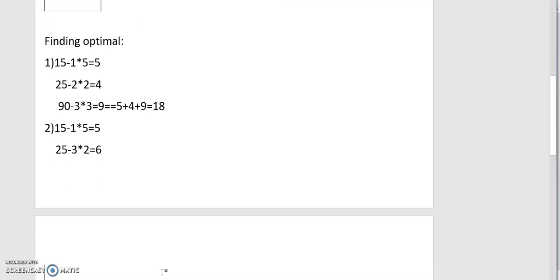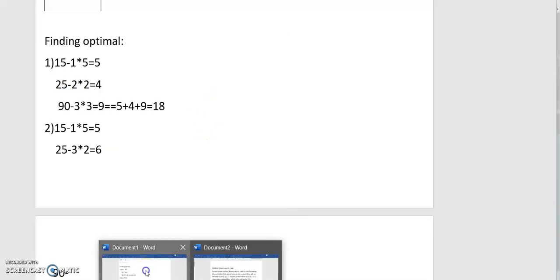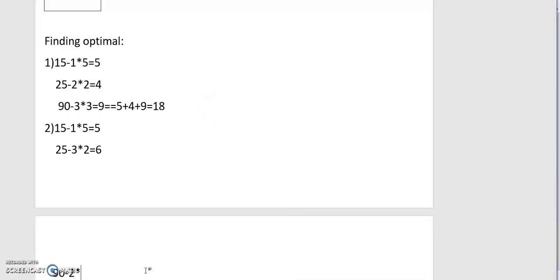Next, for 90. For 90, how many comparisons are done? 2. So 2 into the frequency value 3, total equal to 6. So the total value is 5 plus 6 plus 6, which is 17. So here we got 18, here we got 17.